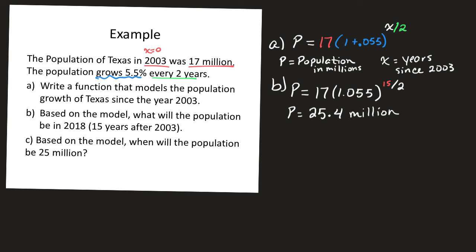And then in question C, it says, based on this model, when will the population be 25 million? We're going to solve this by graphing. So we want to know when will P be 25 million, excuse me. And we'll actually use Desmos to solve this equation by graphing. In a future video, we're going to learn how to solve this by hand, but for time's sake, we'll just solve by graphing.